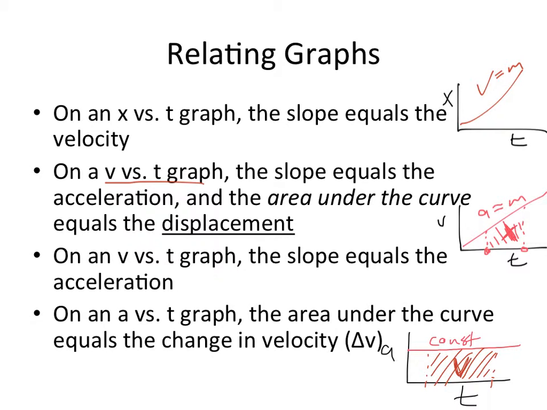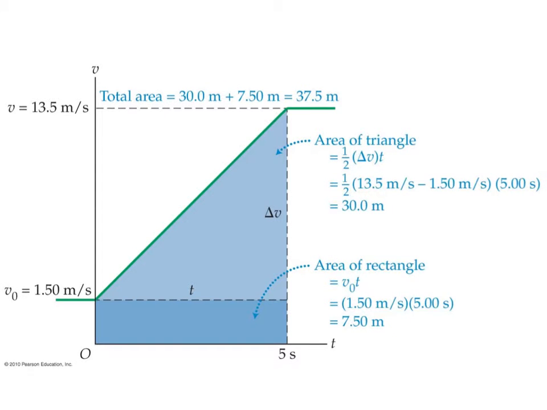I'll show you an example and tell you why. Okay, so this one right here, this is a velocity versus time graph. Velocity over time. So v over t equals acceleration, right? A change in velocity over a change in time.